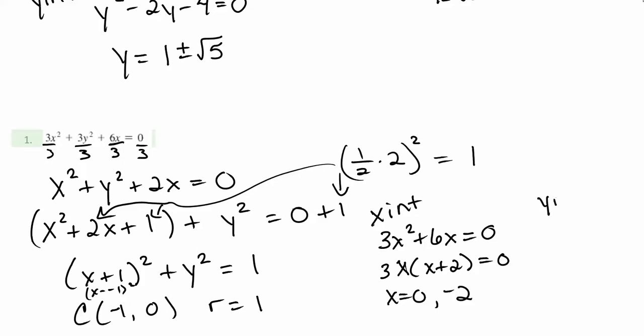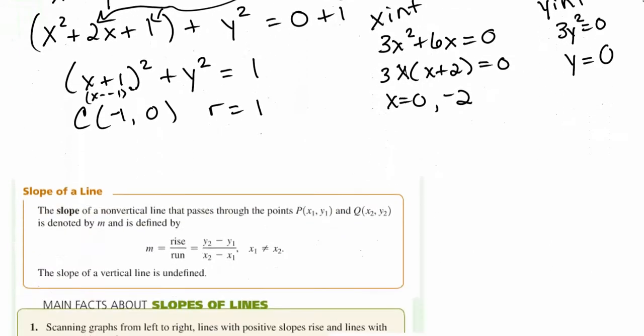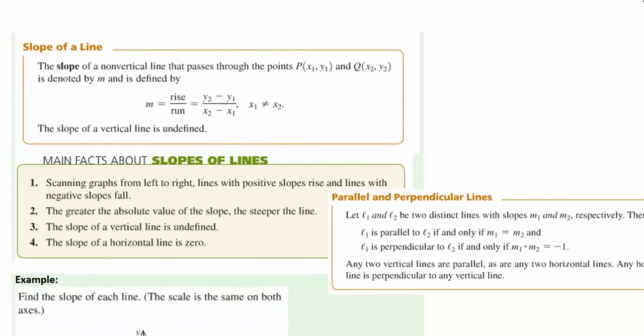And then for my y-intercept, I'll put 0 in for x, and I'll get 3y squared equals 0. So then y is just going to equal plus or minus the square root of 0, which of course is just 0. It doesn't have more than one answer. Okay. All right, now let's move on to the next thing, which has to do with lines.